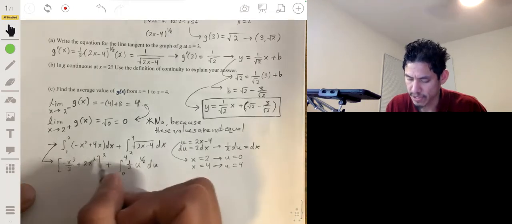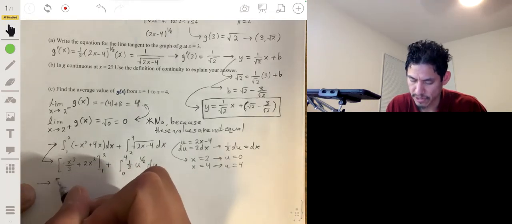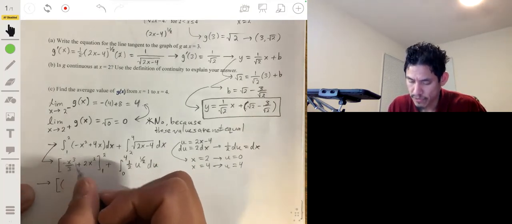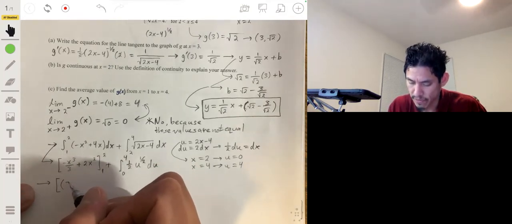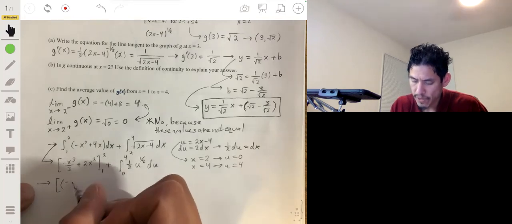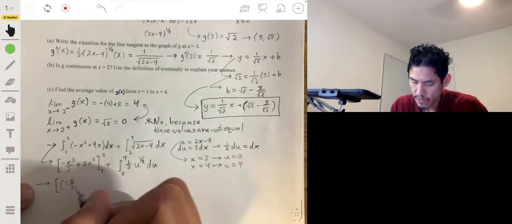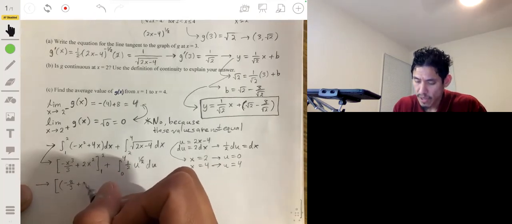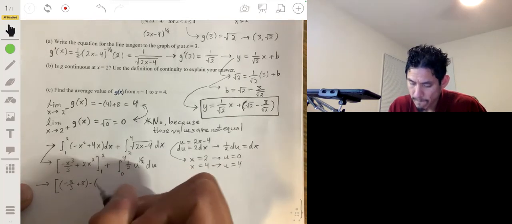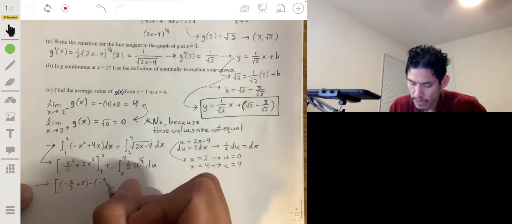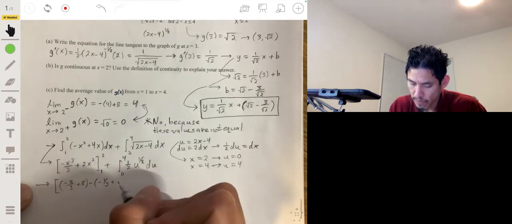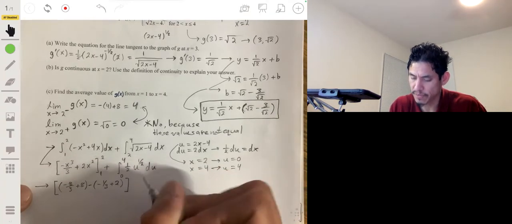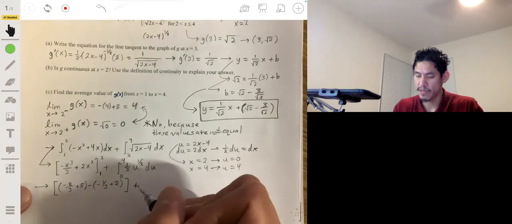Let's go ahead and finish this first part first. We're going to have negative 2 to the 3, so negative 8 over 3, plus 2 times 2 squared, minus the quantity negative 1/3 plus 2 times 1 squared, which is plus 2. This is supposed to be the easy part, but it can be tedious, so you've got to be careful.